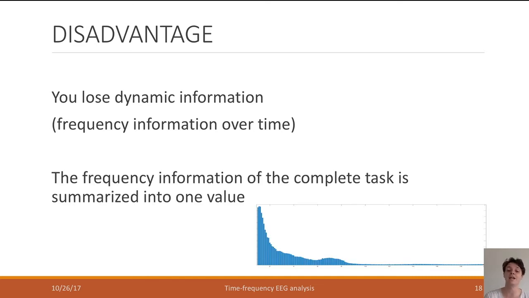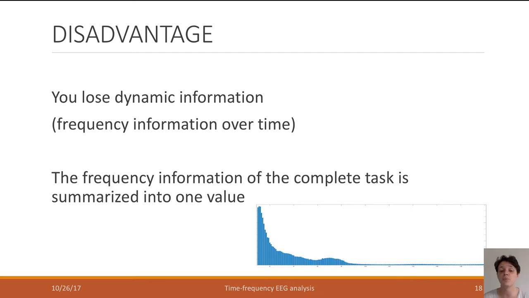Because let's look back at our frequency spectrum here. We see that for every frequency we have simply one value. So this means that we average together the complete frequencies of the complete task and average them just in one value. So you lose a lot of frequency information.